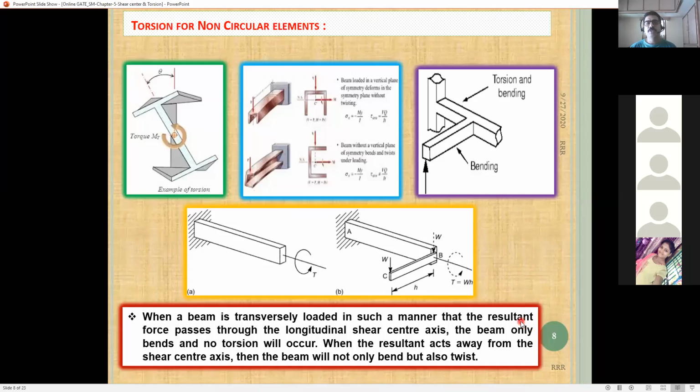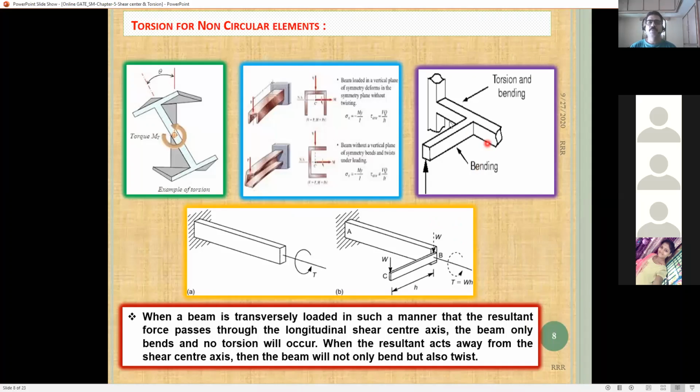But please remember, torsion is very dangerous for a beam or any structure. Normal bending it can somewhat resist, but torsion will have very little capacity. If torsion happens, that beam will fail. We cannot use that beam. So torsion is always very dangerous for a structure. As far as possible, we have to avoid torsion in any structure.